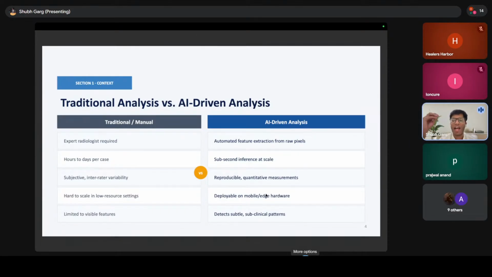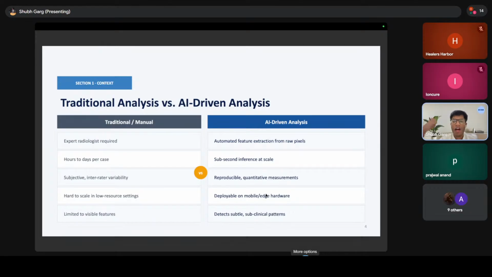What does traditional analysis look like, and what does AI change? Traditionally, medical image analysis requires a trained expert, a radiologist, an ophthalmologist, or a pathologist, to manually examine each image. That takes time. Depending on the complexity, it takes hours. It's also inherently subjective. Two radiologists looking at the same chest X-ray can reach different conclusions. That's called inter-rater variability, and it's a documented, well-studied problem in medicine.